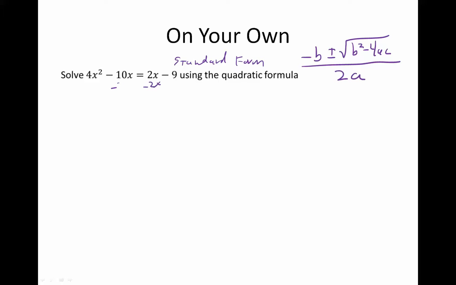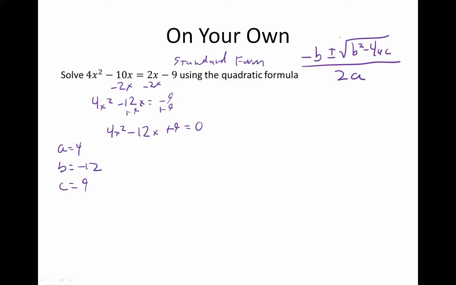Subtracting 2x from both sides gives me 4x squared minus 12x equals negative 9. And then I'm going to add 9 to both sides and get 4x squared minus 12x plus 9. And we have it in standard form now, which means I can plug everything into my formula. So my a value is 4, my b value is negative 12, and my c value is 9.